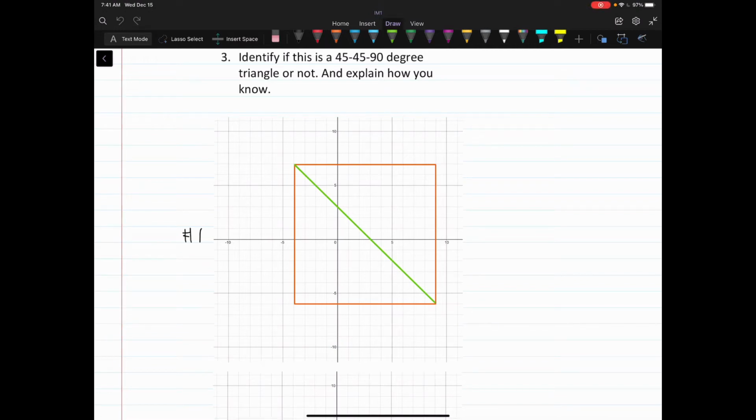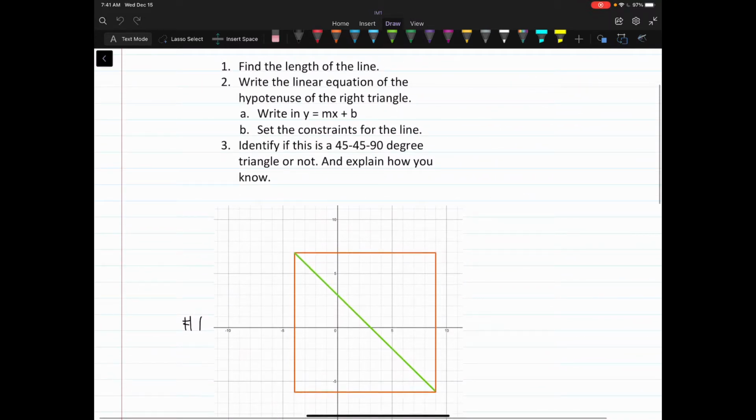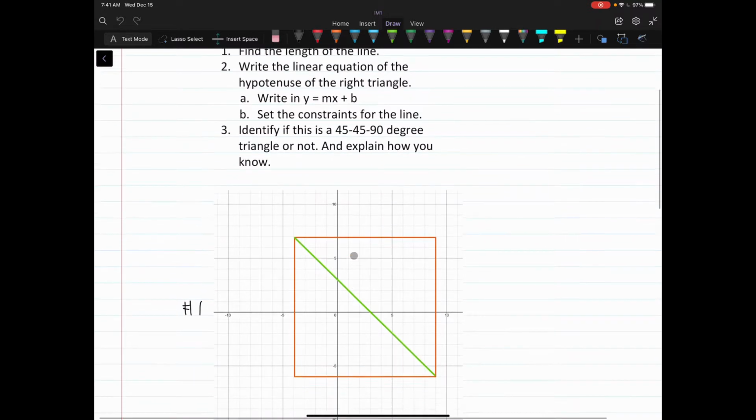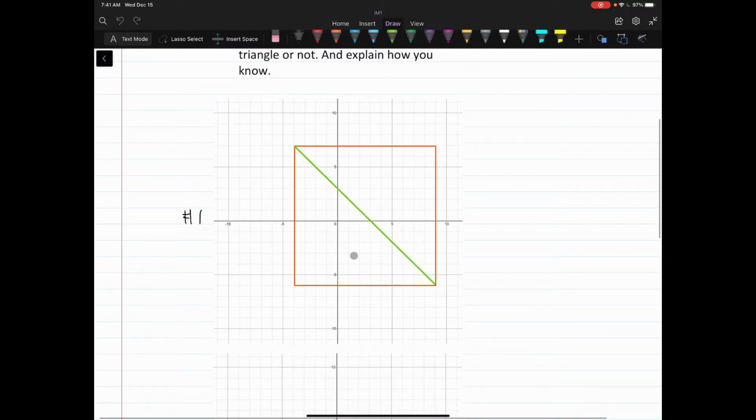So today we're going to go over these problems here as review for your final. For each of these problems, there are three goals: finding the length of the line, writing a linear equation, and identifying if this is a 90 degree triangle. So why don't we take a look at the first one, and let's first find the length of the line.